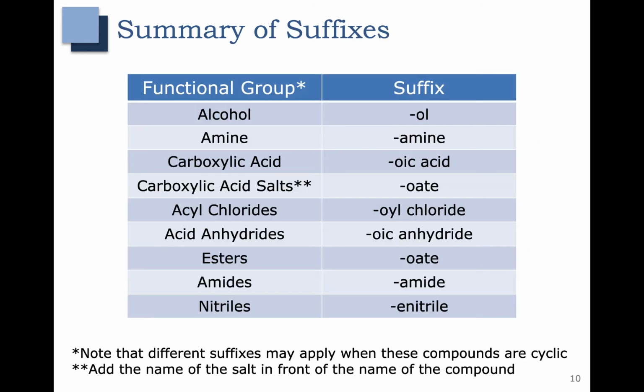This slide summarizes all the suffixes of the functional groups that we've gone over this semester. And you can see a couple of notes. Remember that for carboxylic acid salts, the suffix changes to -oate, but we need to add the name of the salt in front of the name of the compound. Also note that anytime these compounds are cyclic, the suffix is probably going to change.